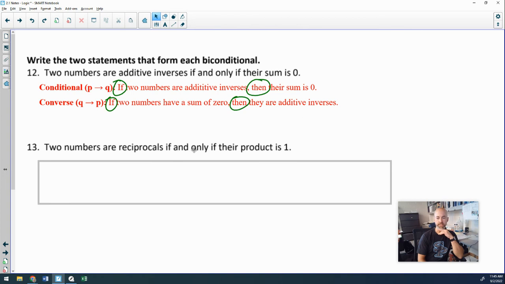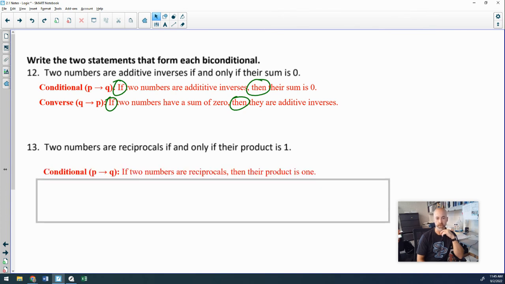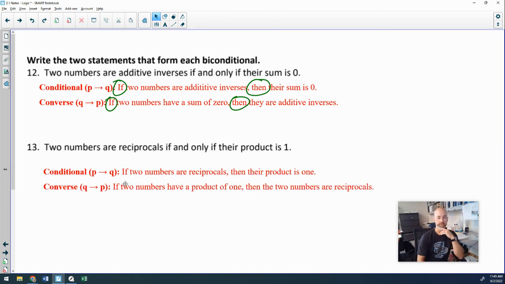Two numbers are reciprocals if and only if their product is 1. I need to write that in conditional form. If two numbers are reciprocals, then their product is 1. That would be the conditional. Then you flip the order. The converse of that is if two numbers have a product of 1, then the numbers are reciprocals.